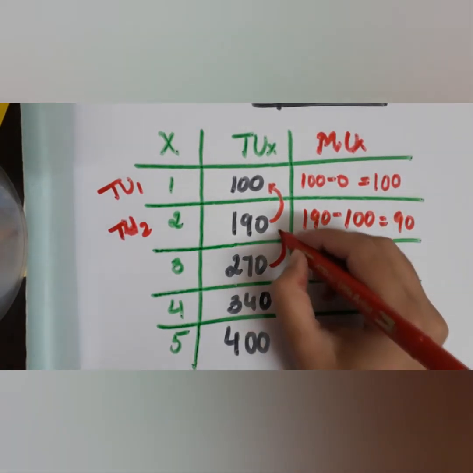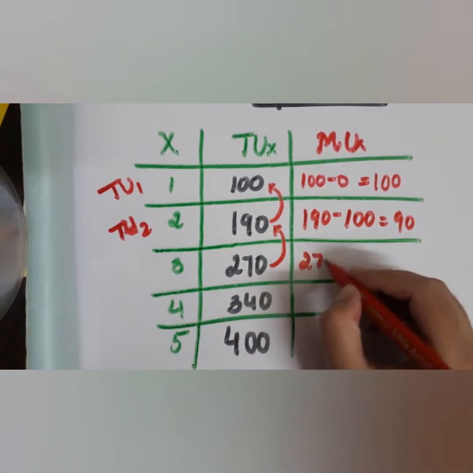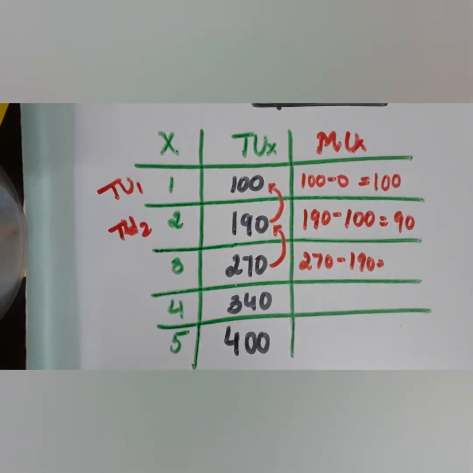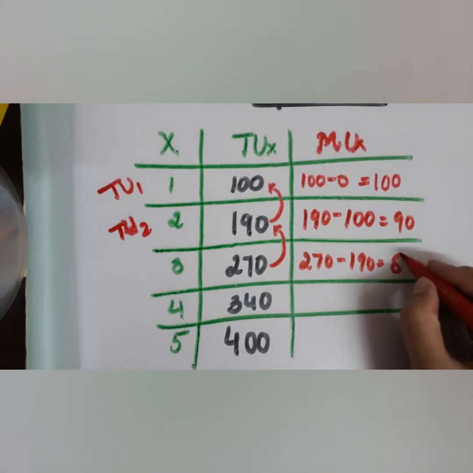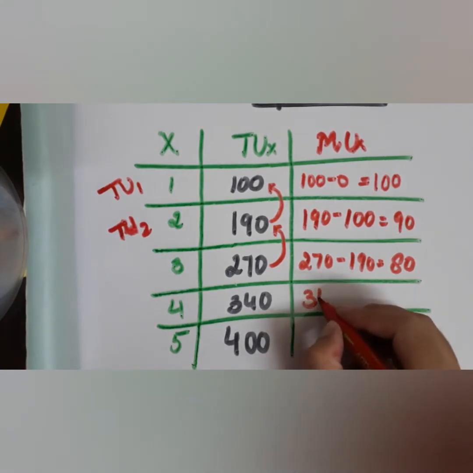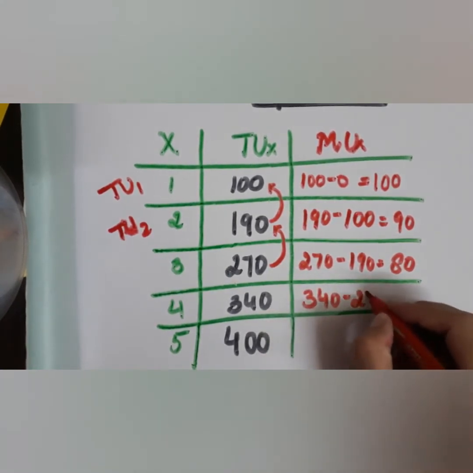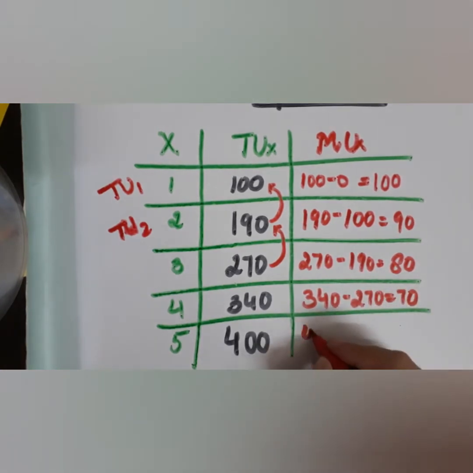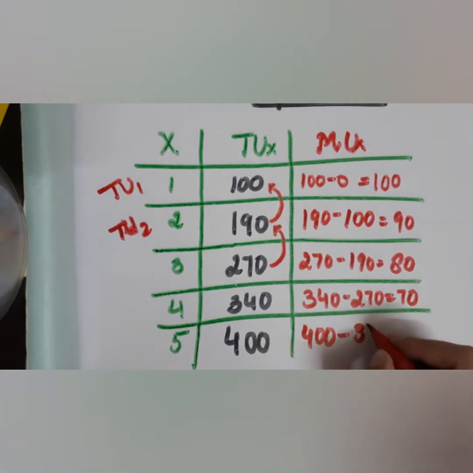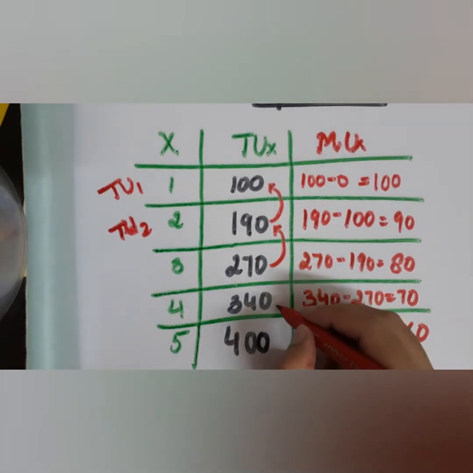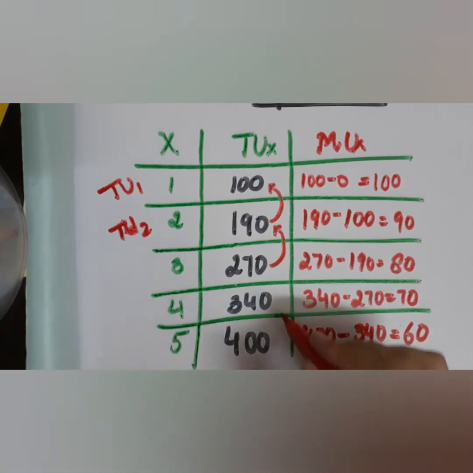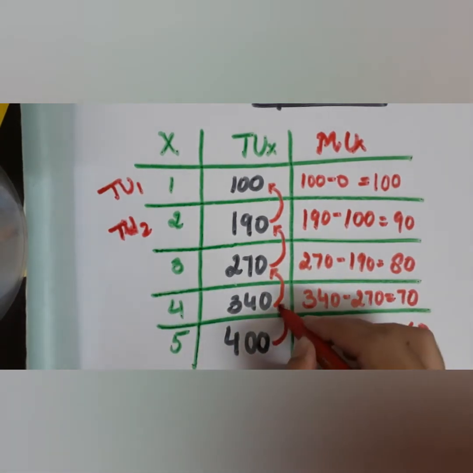Similarly, I'll be subtracting for the third unit, 270 minus 190, that will be equal to 80. Then 340 minus 270 is your 70. The next is your 400 minus 340, it is equal to 60. So whenever you have to find the marginal utility of a particular unit, you have to keep a formula in mind. You can derive that formula on your own.